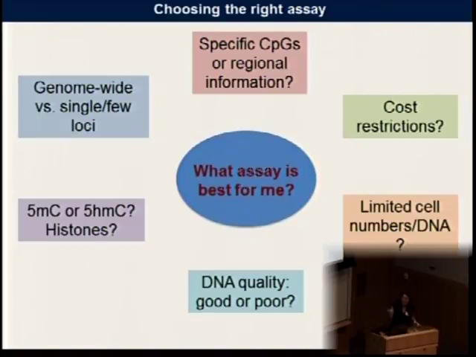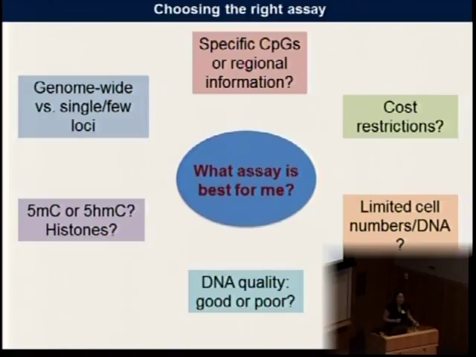The other question is, do you need base pair resolution? Are you interested in specific CpGs, or will regional information, as given by a ChIP-seq or an MeDIP experiment, be enough for you? Are you interested solely in methylcytosine? Do you also want hydroxymethylcytosine? My advice would be that you want it, but you may choose not to. Do you also care about histones?